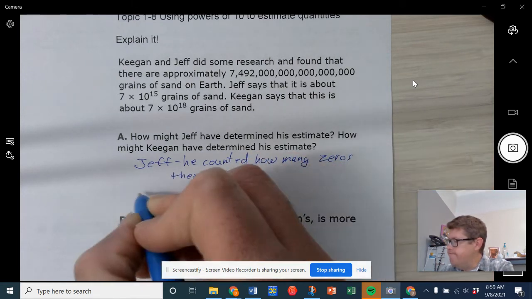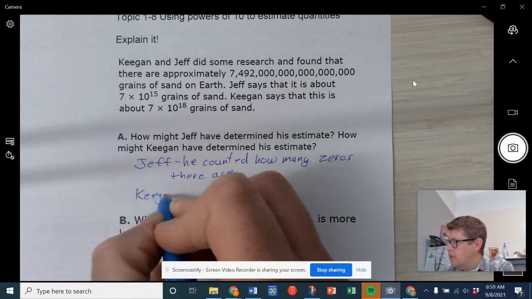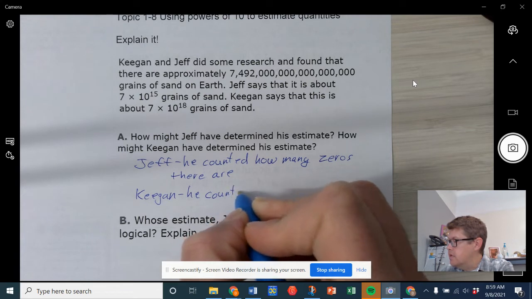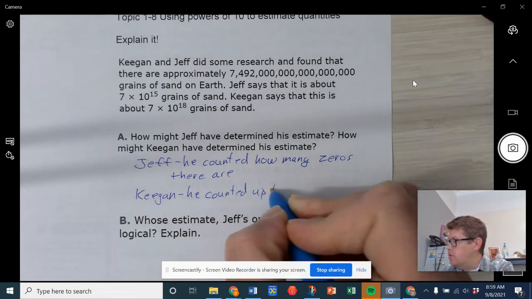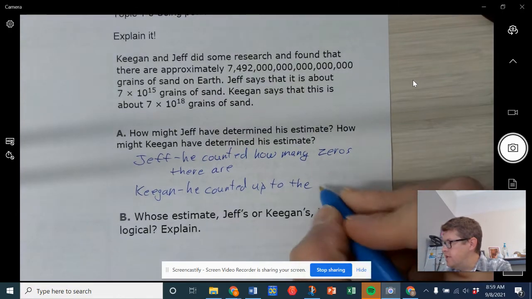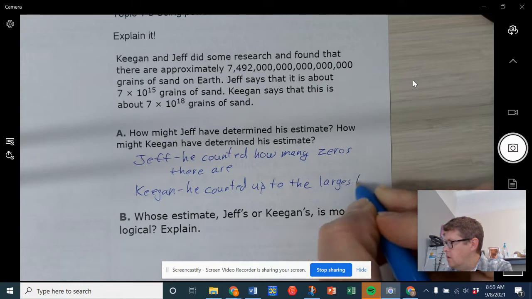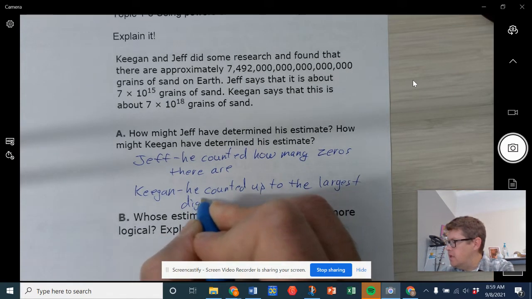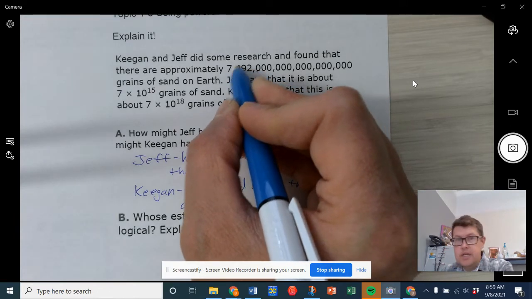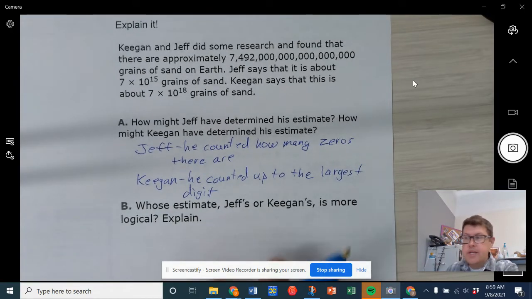And then for Keegan, he basically counted up to the largest digit, right? So they're kind of 18 spaces, right? Okay, so if that's 15, then 16, 17, 18 right there, right? So then you would put a decimal point right there. Okay, so that's kind of the idea right there.